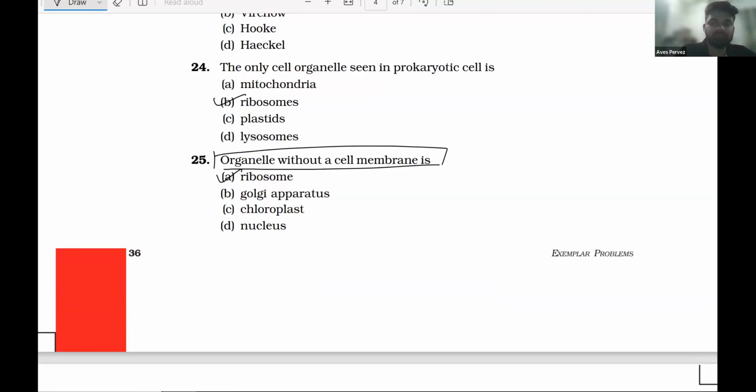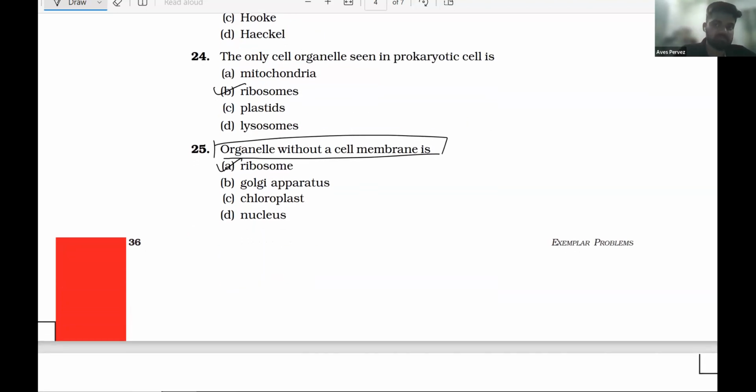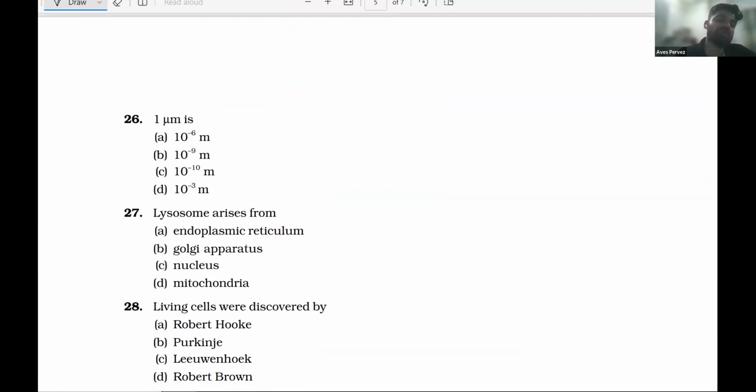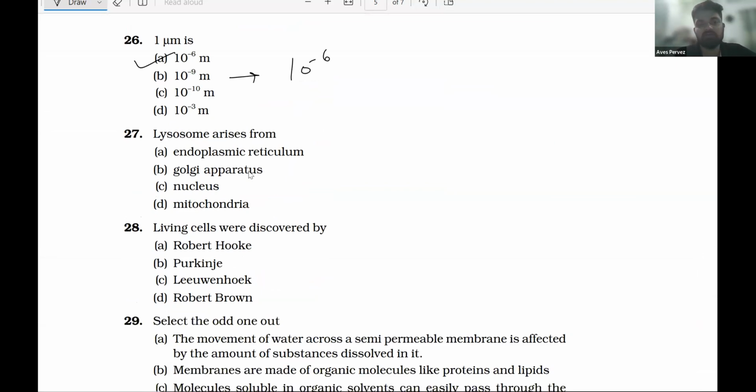Done? Yes, sir. 1 micrometer is A, 10 raised to minus 6. Lysosomes arise from endoplasmic reticulum, Golgi bodies, or nucleus. Which one? B? Nucleus, no. Ribosomes come from the nucleus.